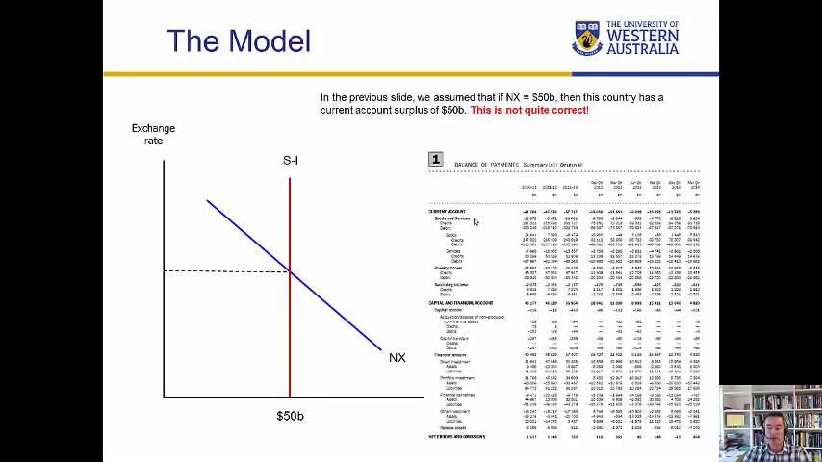Okay, now that's an unrealistic simplification, but trying to think about primary income and also secondary income in this model is just too complex at this stage. We don't need that complication. So by assuming primary income is 0 and secondary income is 0 in the current account, I can use the terms net exports and current account balance interchangeably in this model.